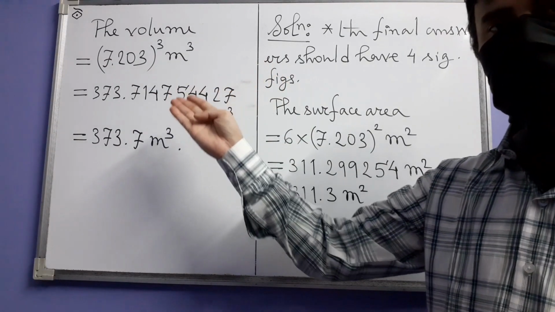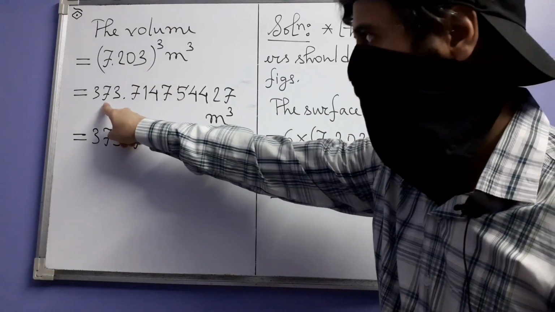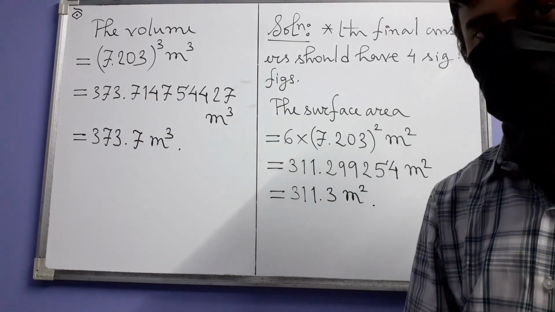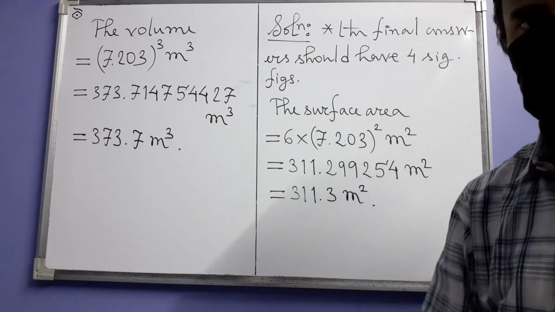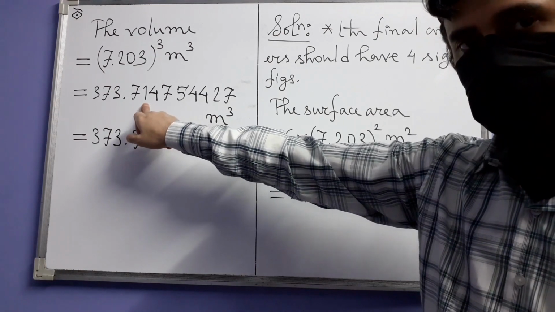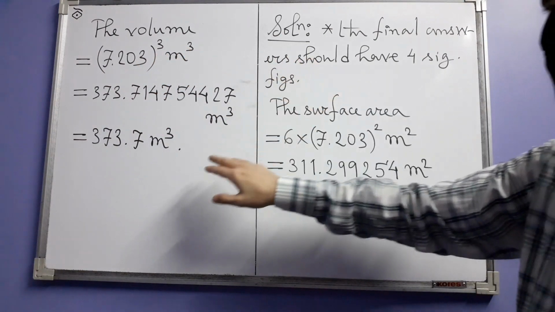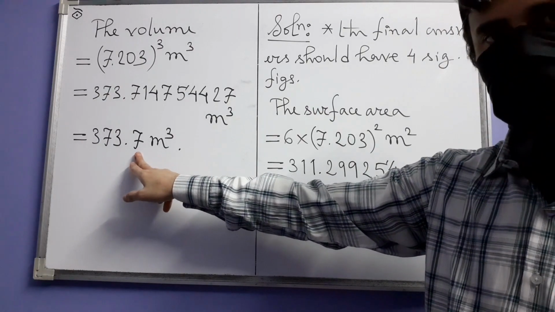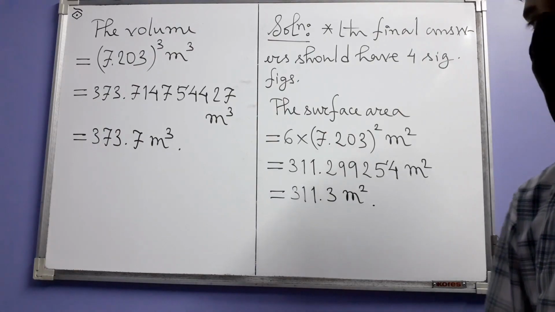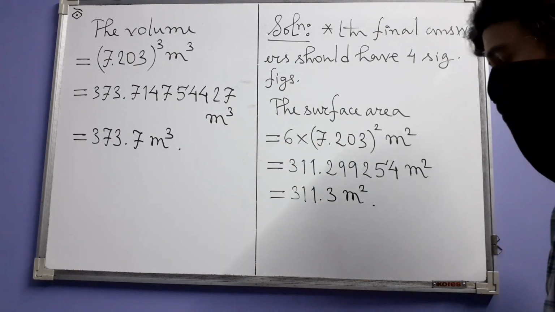The volume of course is side cube. If you do the cube, this is what you get with many digits after the decimal point, but you want only the first one. Now the first insignificant digit is 1, which is less than 5. So removing all the insignificant digits won't really do anything to this 7. It remains 7. So this is the physical volume, 373.7 cubic meter.